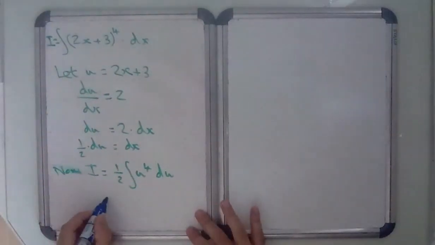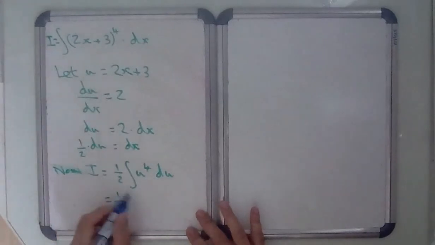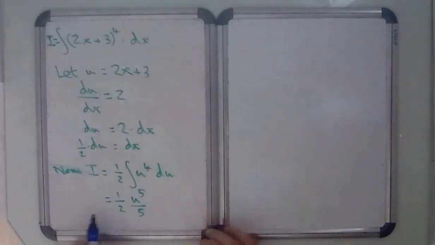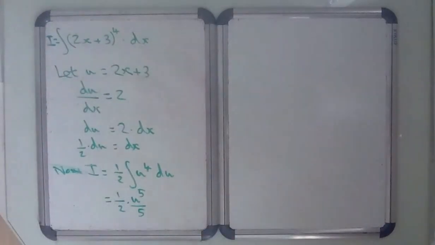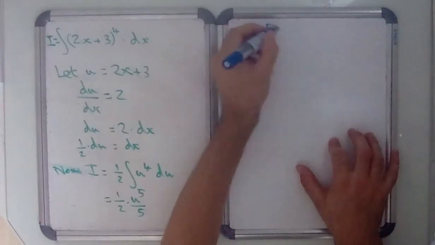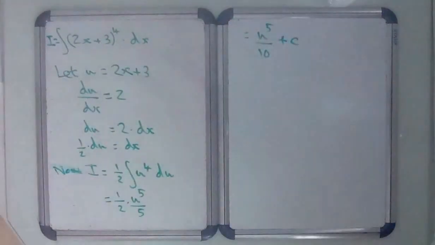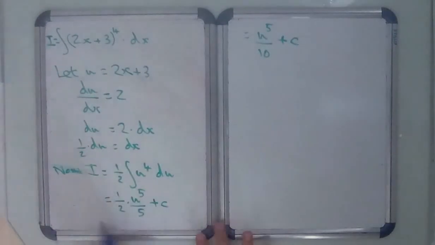So now we can go ahead, leave the half, so a half times, and then we can just integrate this with respect to u. It's very simple once you do that. So u to the 5 over 5. So that ends up being u to the 5 over 10 plus c. Don't forget the constant of integration.